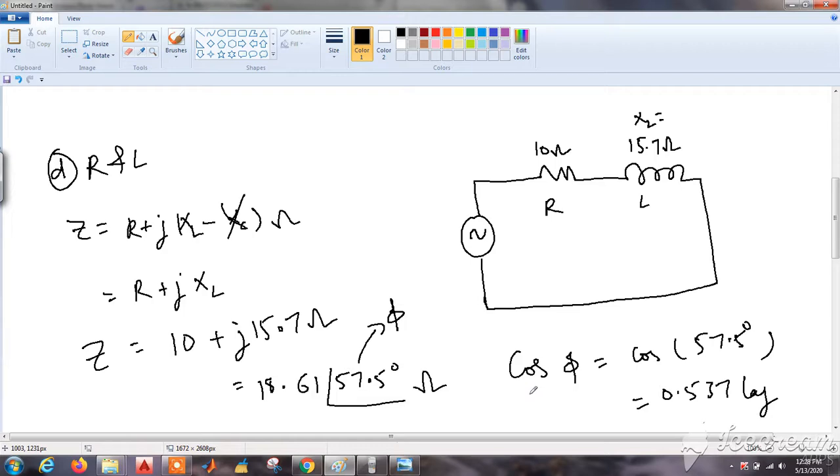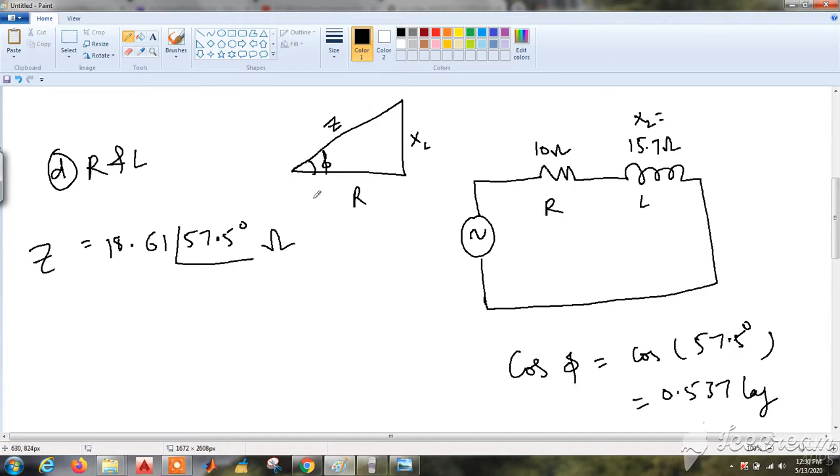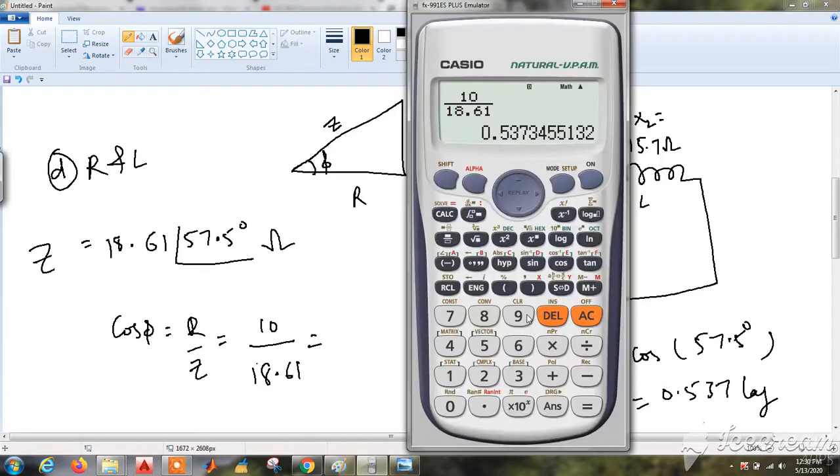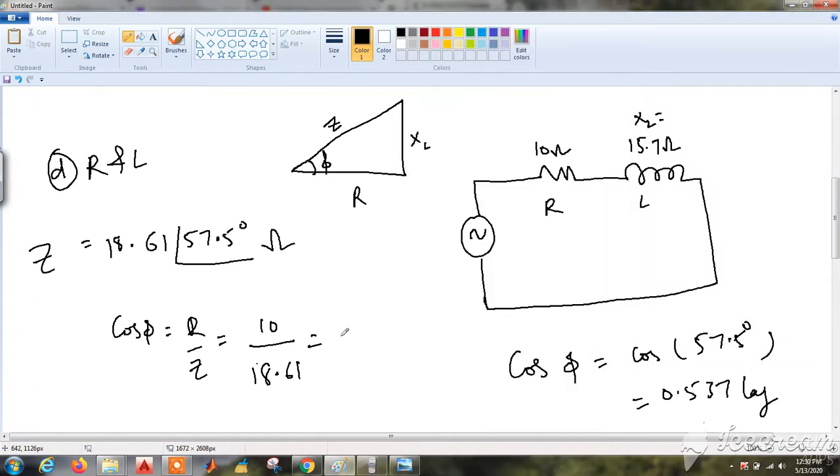We will also take out the power factor from the impedance triangle. Now we have already seen the impedance triangle, the power factor is adjacent by hypotenuse, that is R by Z. So 10 ohms divided by, what is Z? 18.61 ohms. We will get the same result, that is 0.537 lag. So whether you want to take out the power factor directly from the impedance, that is cosine of the angle, or you can calculate from the impedance triangle, you will get the same result. You can see we are getting the same result.